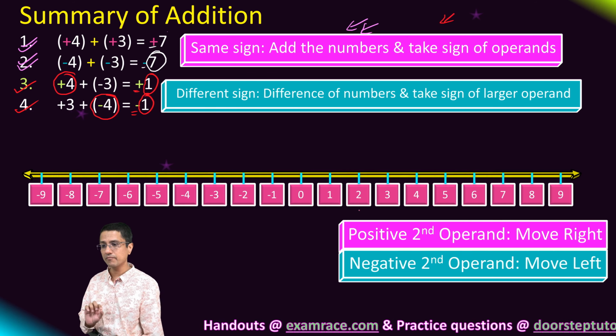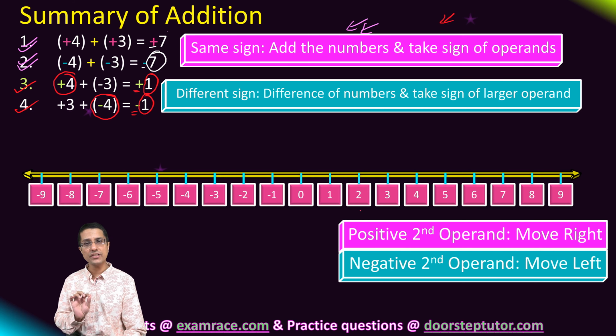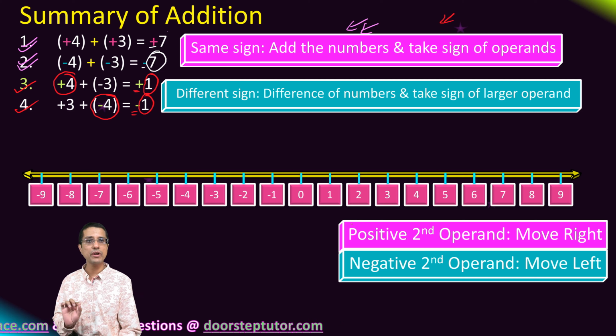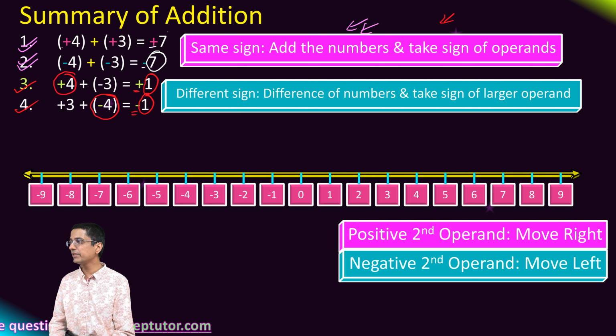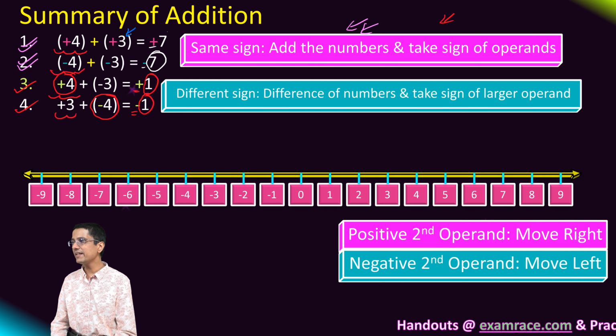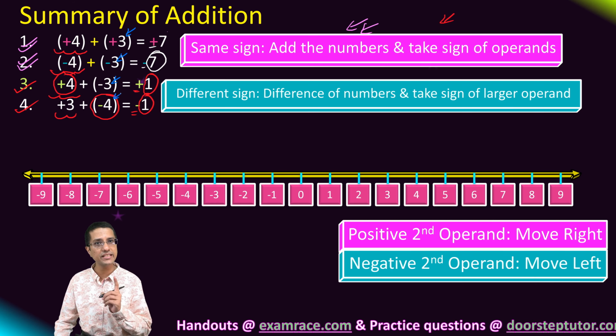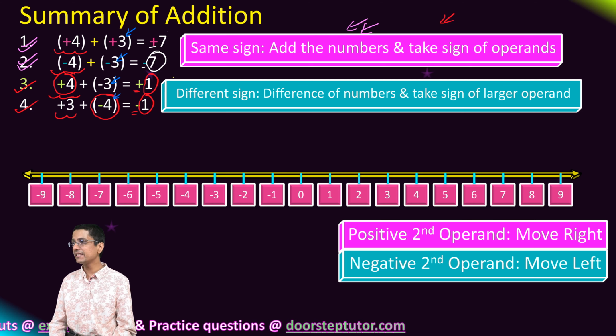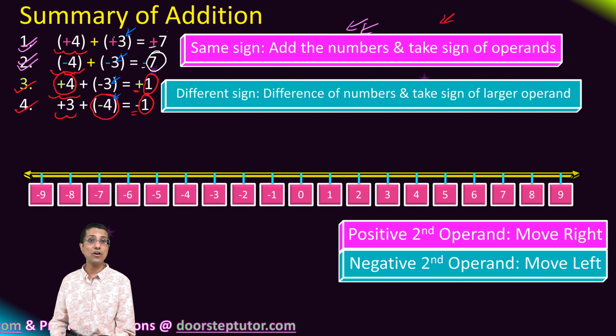If you are specifically asked to solve the integer problems on a number line, then this is what we have to remember. When you are adding numbers on the number line, you start with the first operand. You jump by the magnitude of the second operand. That is the number of jumps you will take. And the direction of the jump is given by the sign of the second operand.